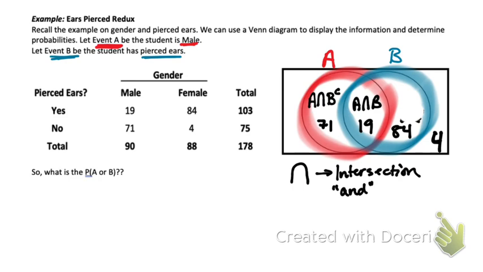All right, what is the 84? How would you notate that? A complement and B. I forgot my complement. Whoops. A complement and B. There we go. And what about these four? A complement and B complement. These four right here are A complement and B complement. That is how you label a Venn diagram statistically speaking.